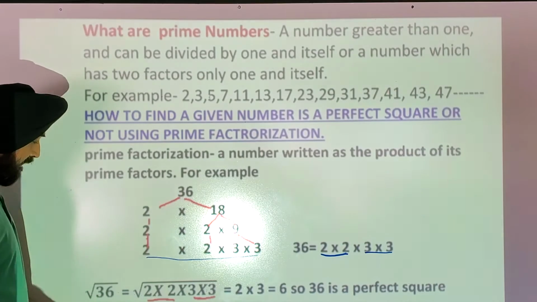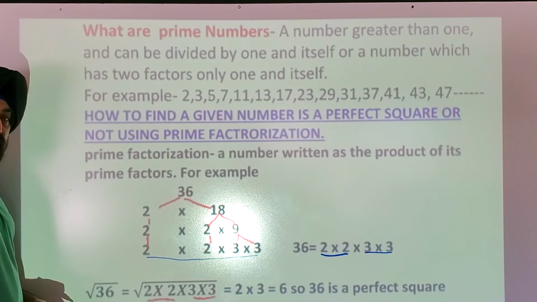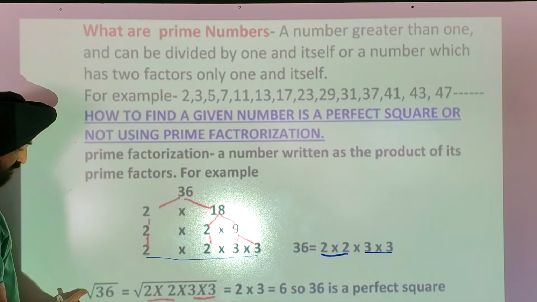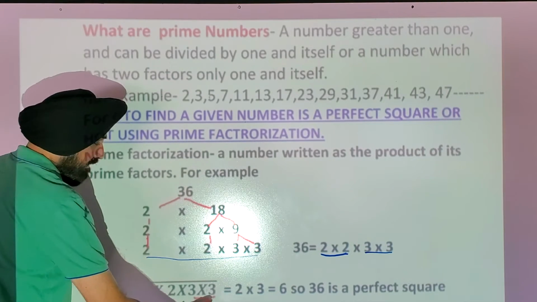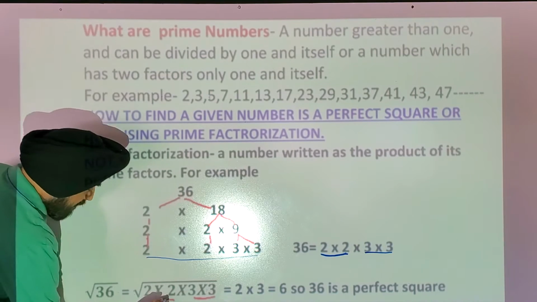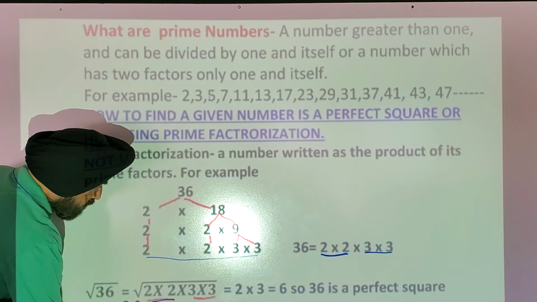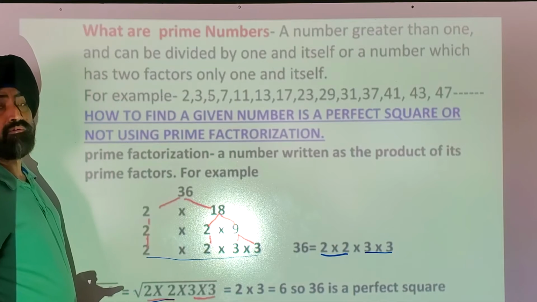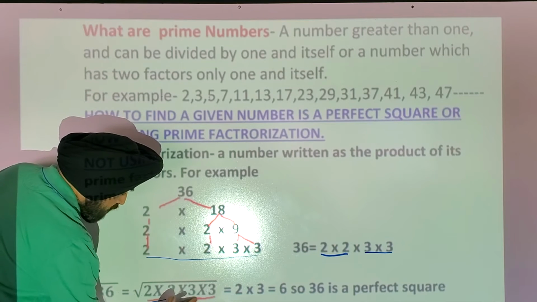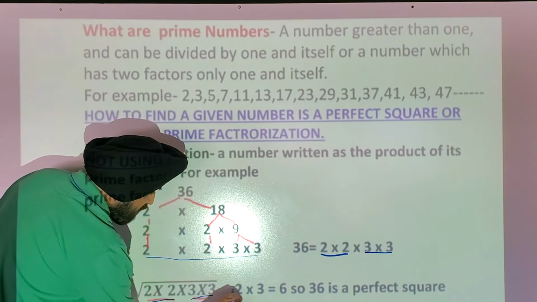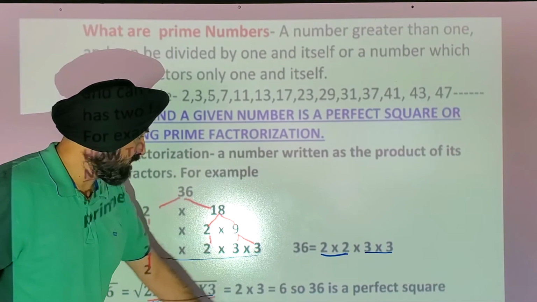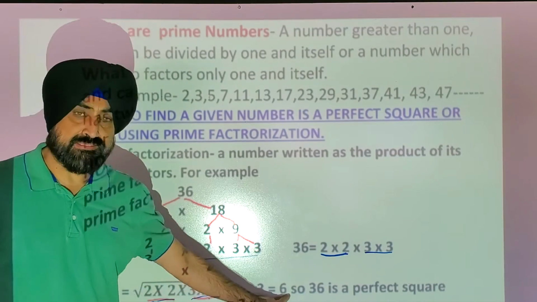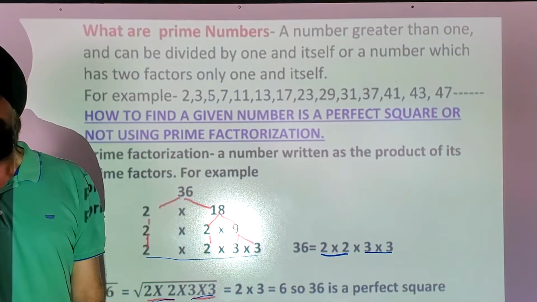Now if you want to find the square root of 36, write square root of 36. Instead of 36, write the prime factorization. Now this is two 2's, so we take one 2 outside the square root sign. And this is also a pair, so we take one 3 outside. So we get 2 and 3. 2 times 3 is 6. So the square root of 36 is 6, and 36 is a perfect square.